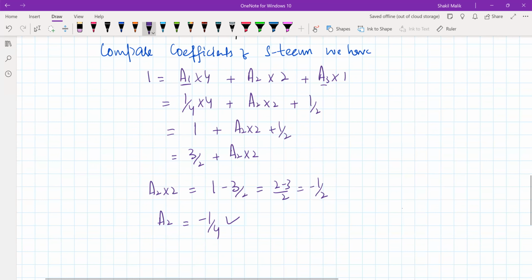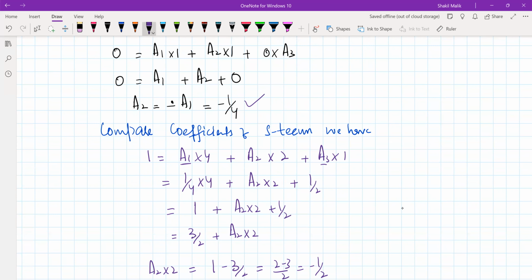So you get the same answer that you got by comparing the s square terms, right? So the answer will be same. Whether you compare constant terms, whether you compare s square terms, you will get the same answer, right?